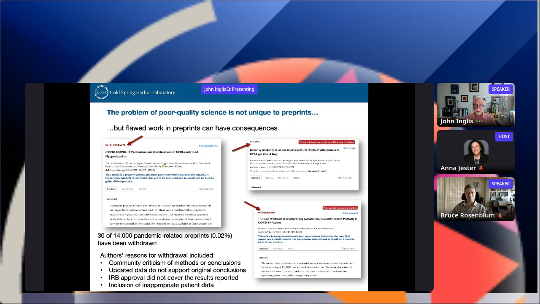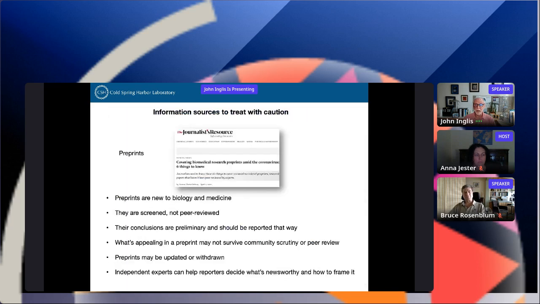So, as I said, there are consequences if mistakes are made, because the public attention to these pieces is so great. The degree of withdrawal of pandemic-related preprints is no greater than the degree of withdrawal of unrelated preprints. And I've given some reasons why authors wish to withdraw at the bottom of the slide.